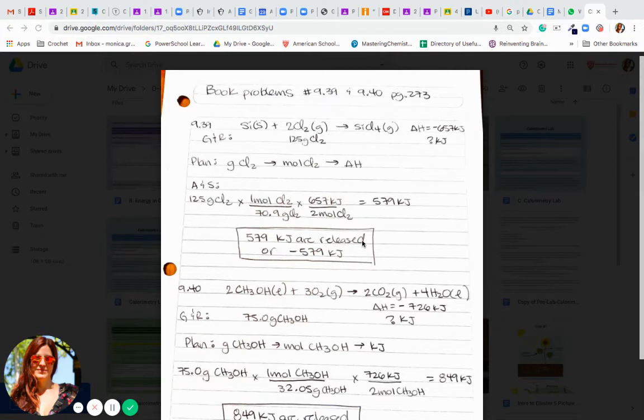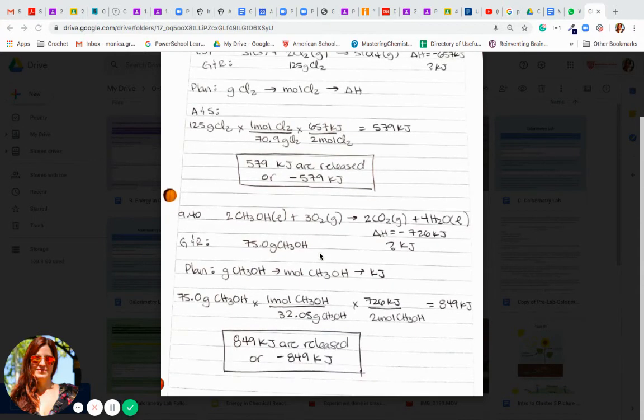To release energy means that it will be on the product side, and the negative means exothermic, which means the same thing. Another thing to consider is the significant figures. We have 3 significant figures in both of the given values, so that's why our answer has to have 3 significant figures.